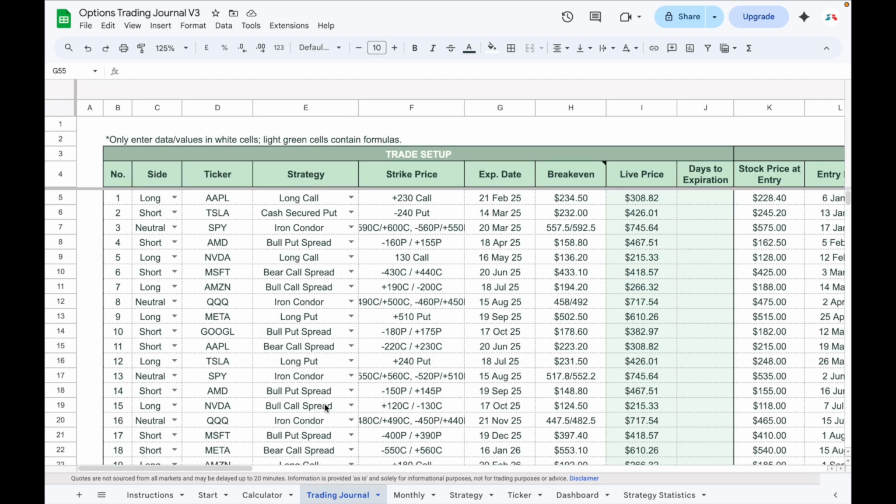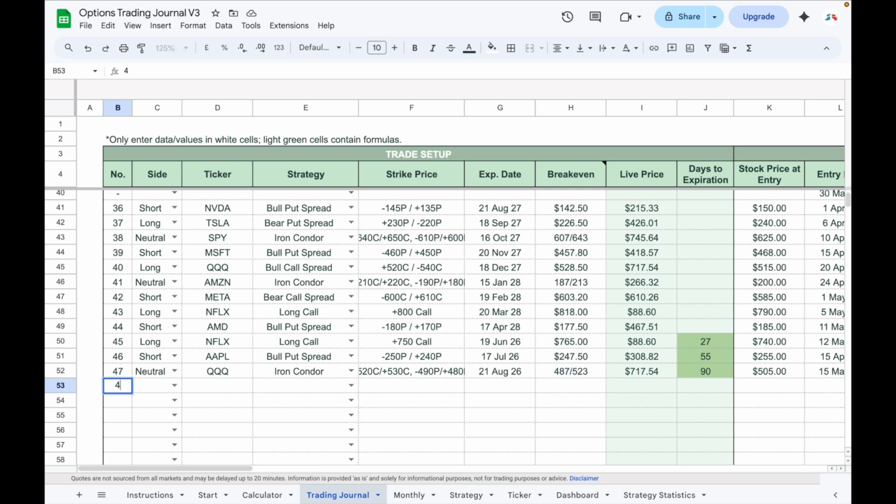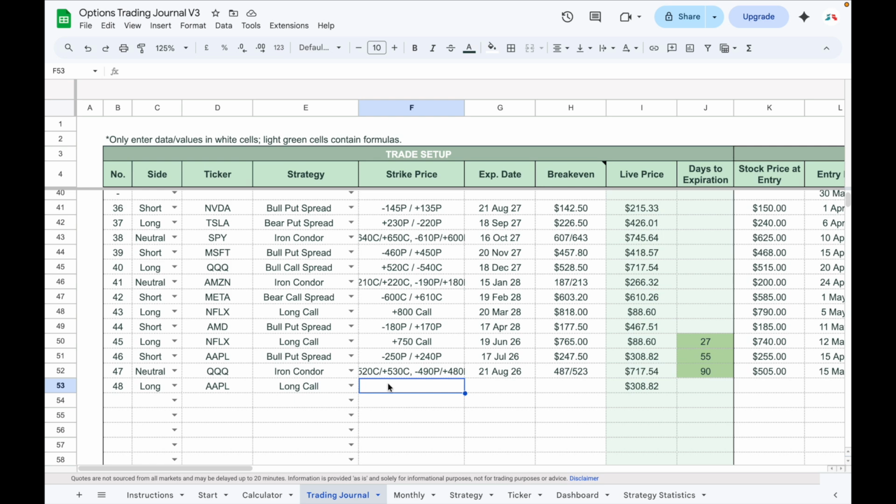Now let's move over to the Trading Journal tab to enter your trades. First, input the trade number. Select the trade direction from the drop-down list. Enter the stock ticker symbol, for example, AAPL. Select the strategy name from the drop-down list. It doesn't matter whether the strategy is single-leg or multi-leg. The way to enter details into the trading journal is the same. Enter the strike price in your preferred format.